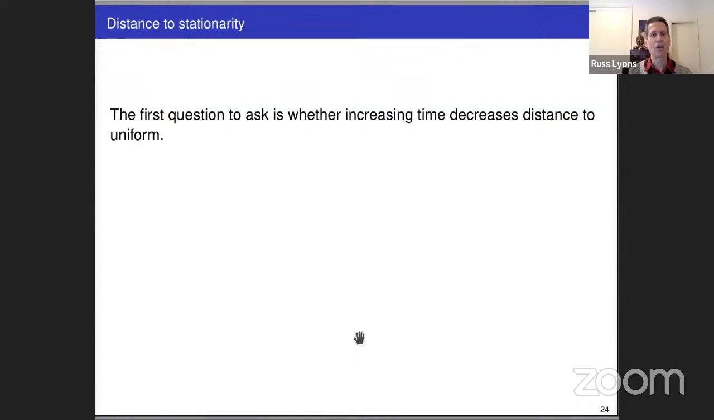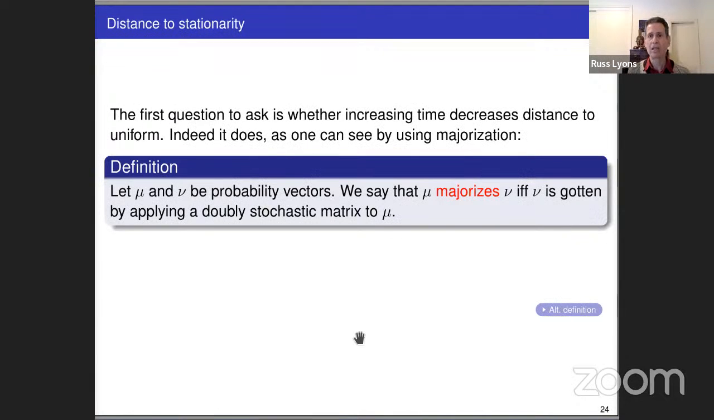And so the first question to ask is, suppose you increase time, which is the same as multiplying all the generators by the same factor. Does that decrease the distance? And it does. You can prove this using majorization. Since I'm out of time, let me not go through the details, but you can do that.